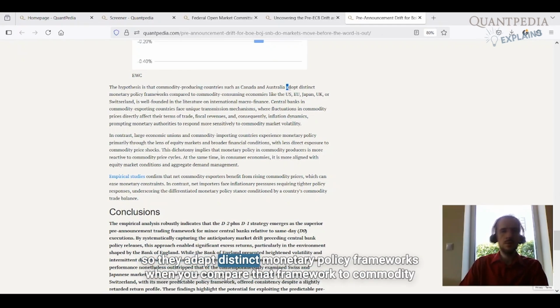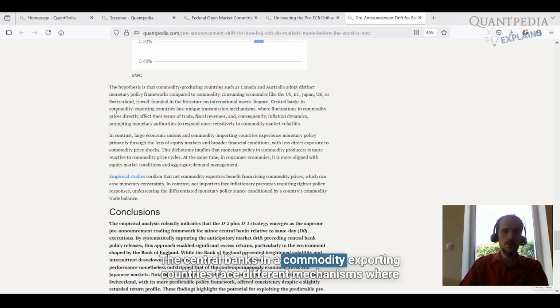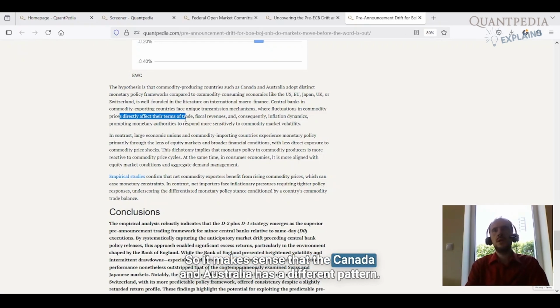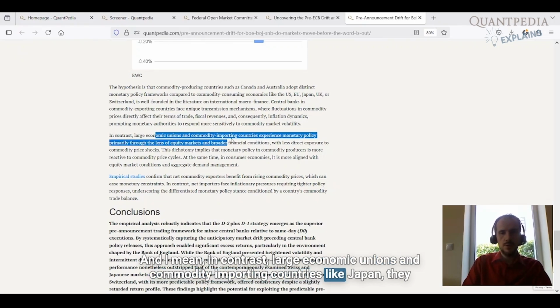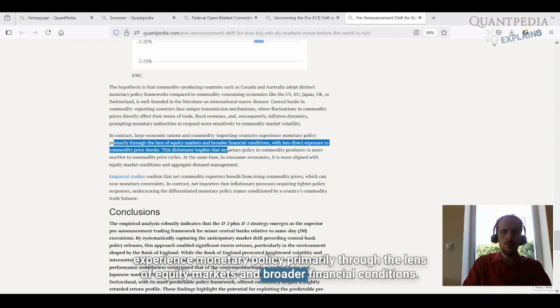So they adopt distinct monetary policy frameworks when we compare that framework to commodity consuming economies like the US, Europe, Japan, the UK or Switzerland. And this is well founded in the literature. The central banks in the commodity exporting countries face different mechanisms, and fluctuations in commodity prices directly affect the monetary policy of those countries. So it makes sense that Canada and Australia have a different pattern. In contrast, large economic unions and commodity importing countries like Japan experience monetary policy primarily through the lens of equity markets and broader financial conditions.